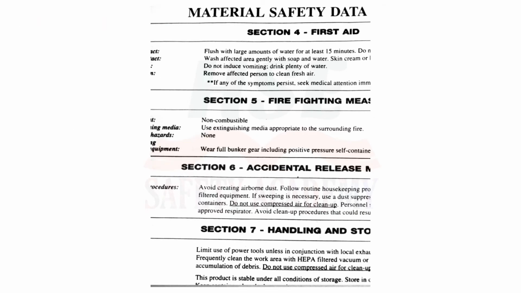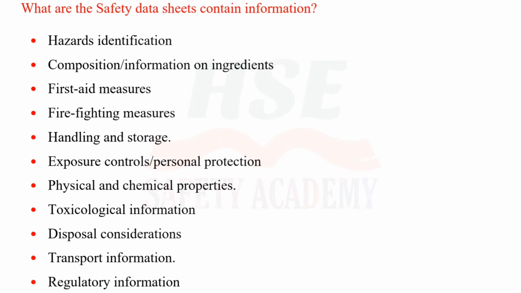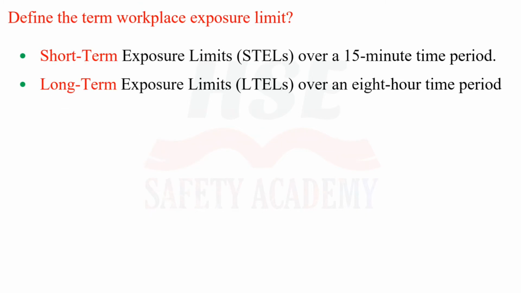What information do safety data sheets contain? Hazards identification. Composition, information on ingredients. First aid measures. Fire-fighting measures. Handling and storage. Exposure controls, personal protection. Physical and chemical properties. Toxicological information. Disposal considerations. Transport information. Regulatory information.